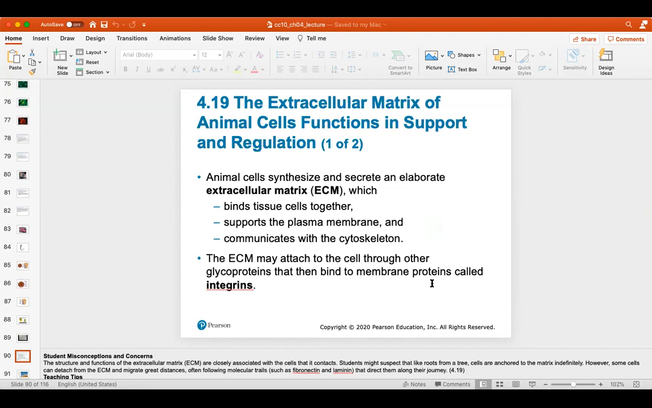They're really great. The extracellular matrix of animal cells will function in support and regulation. And we call extracellular matrix ECM. And when we talk about ECM, we mean anything that's not cells, so extracellular matrix. This will bind tissue cells together, support the plasma membrane, and communicate with the cytoskeleton within the cell. The ECM may attach to the cell through other glycoproteins that then bind to membrane proteins called integrins.